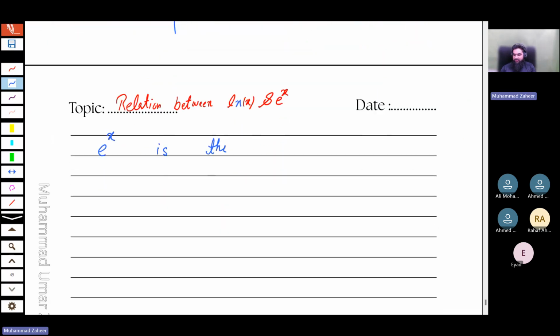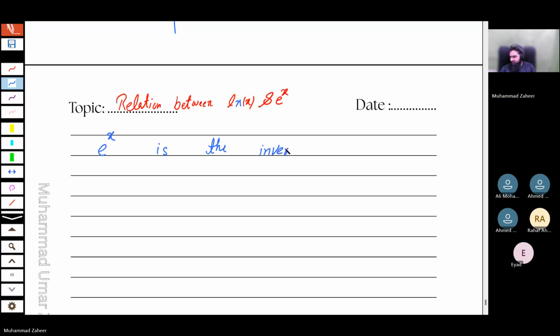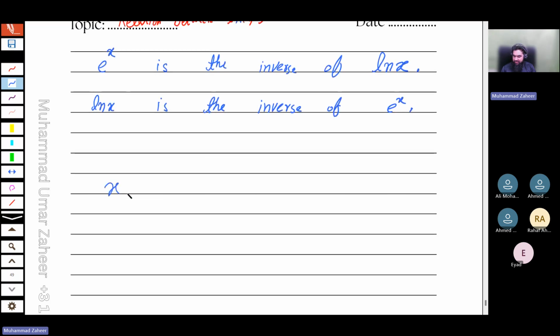So the relation between the log of x and e raised to power x is that e raised to power x is the inverse of natural log, right? In the same way, we can say that the natural log of x is the inverse of e raised to power x. It is like the multiplicative inverse of x, which is 1 by x. They will be cancelled out and you will get 1. In the same way, e raised to power x and the natural log of x are going to be the inverse of each other.